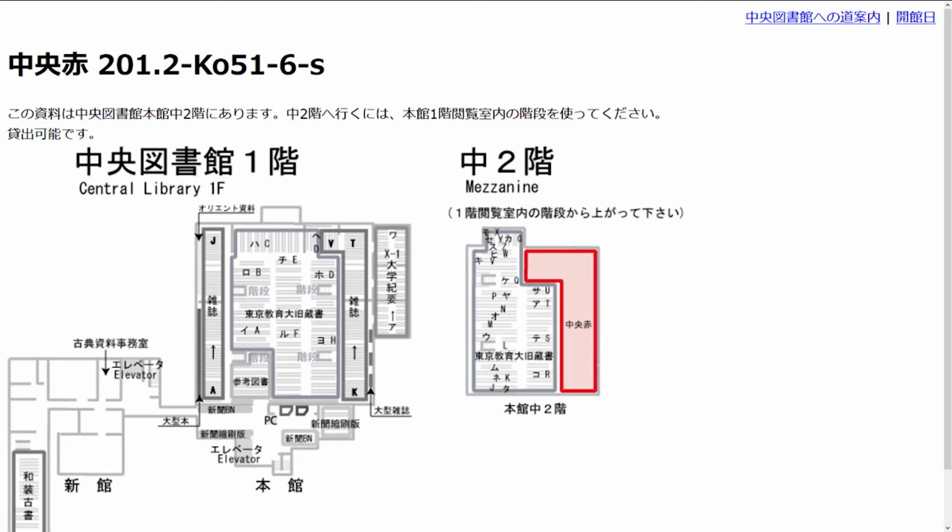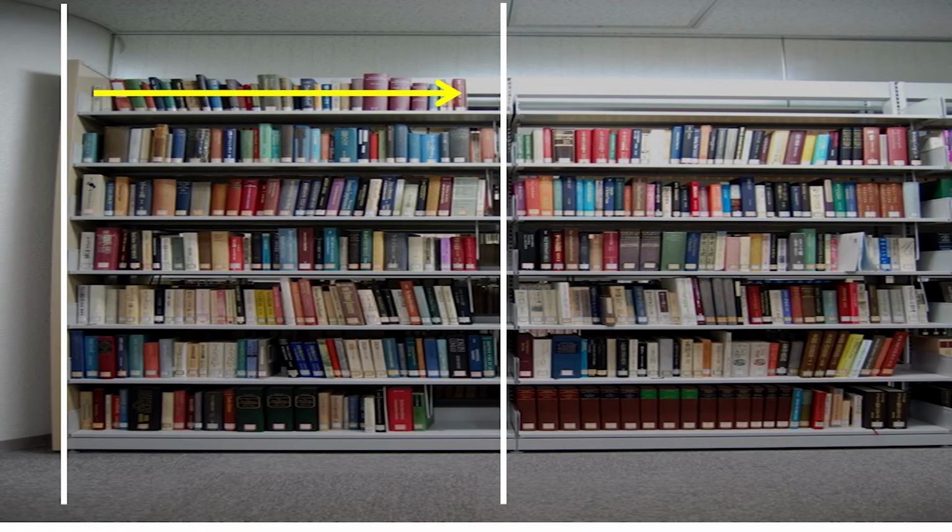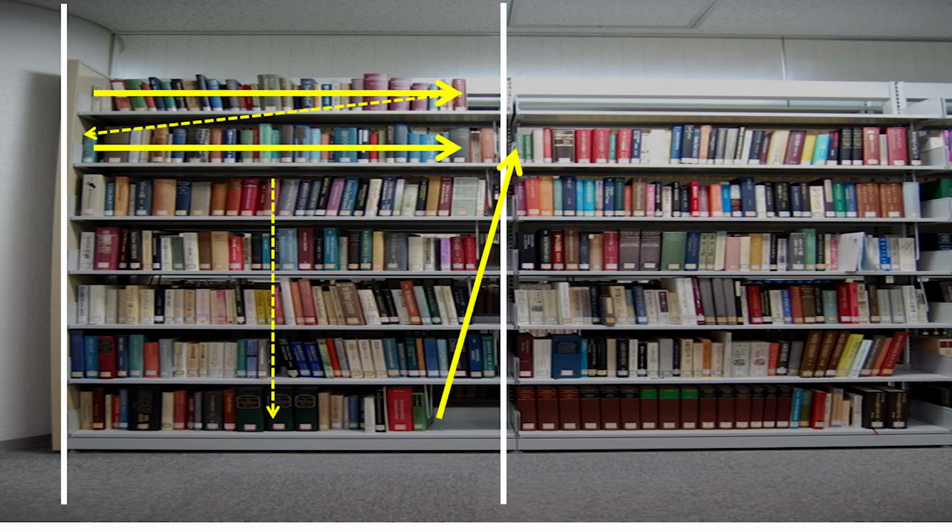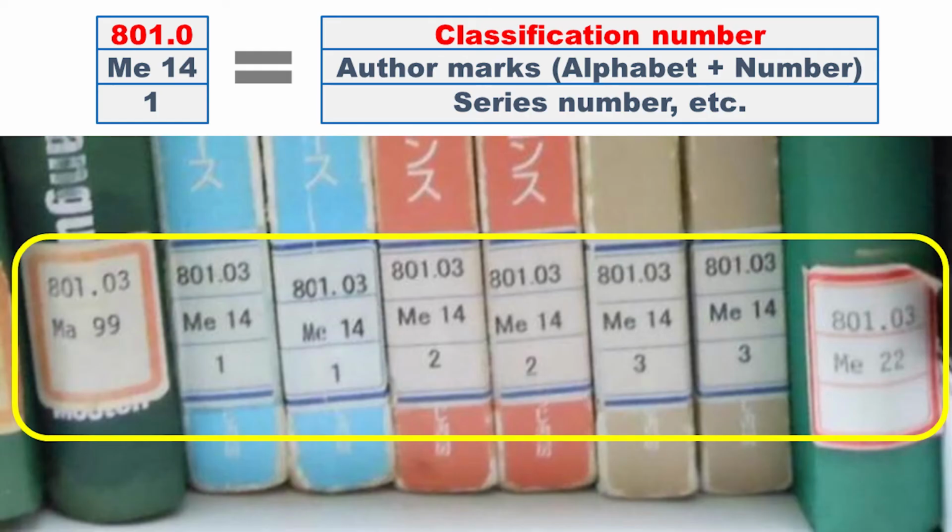The book is located in the section marked in red. Go to the shelf to find the book. Books are lined up left to right, top to bottom, left to right, top to bottom. The bottom continues at the top of the next section. Books in the library are organized by call numbers that are printed on the spines of the books.